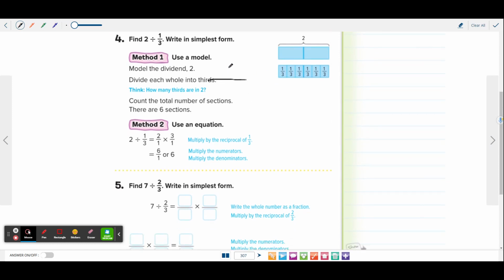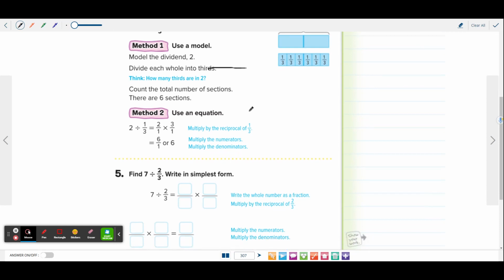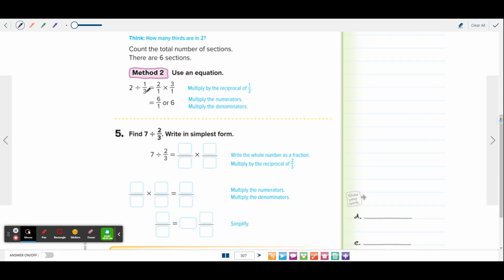Here's the model version. We start off with 2. You've got this cut in 2 sections. They're doing 1/3 in each section, just like we did with the inquiry lab. And then you count the number of 1/3 sections you have, which you have 6. So 6 would be the answer.